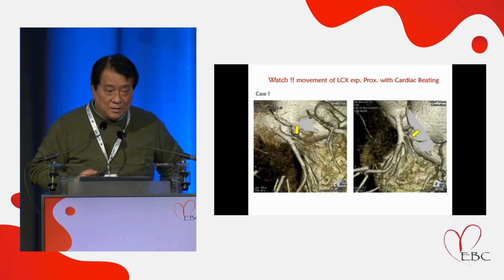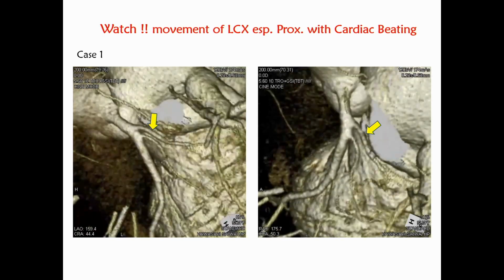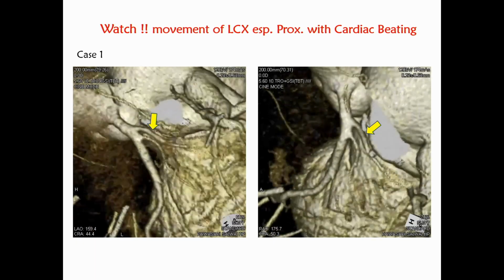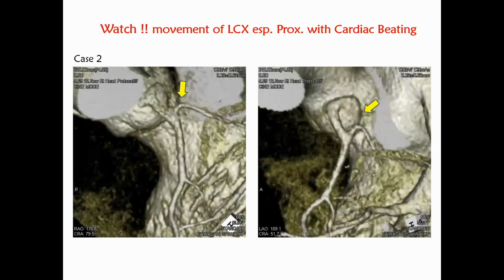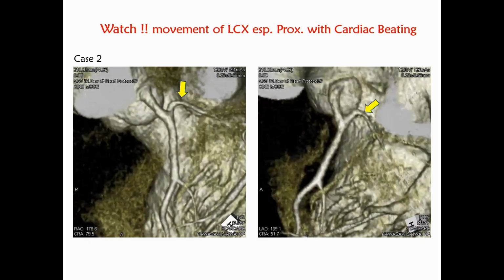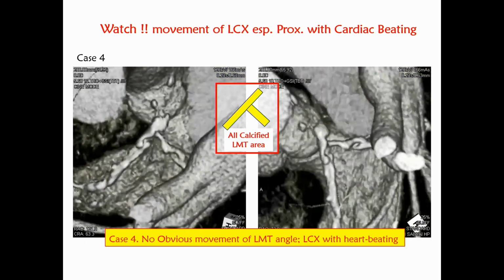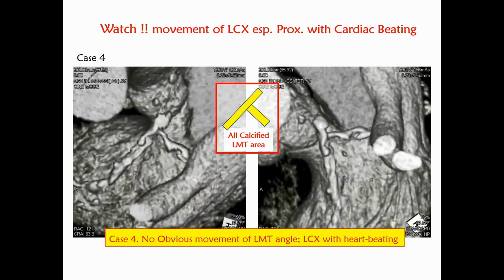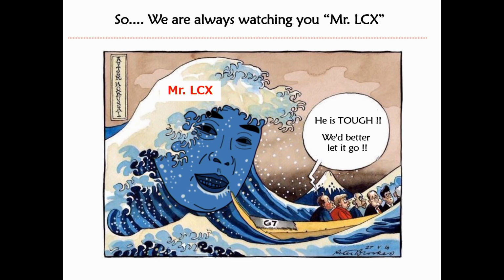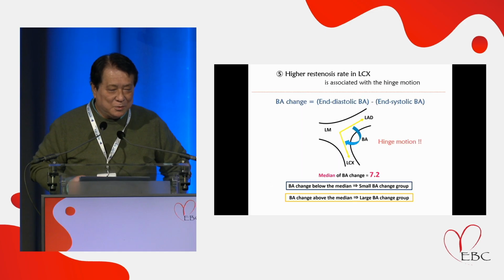This is a CT image from my hospital. Watch the movement of the proximal circumflex with the cardiac cycle. In another case, you can see the movement of the circumflex. Interestingly, if we have a very calcified left main bifurcation area, there is no movement. So at that time, I said that we are always watching Mr. Circumflex, you are always tough. We're better to let it go.